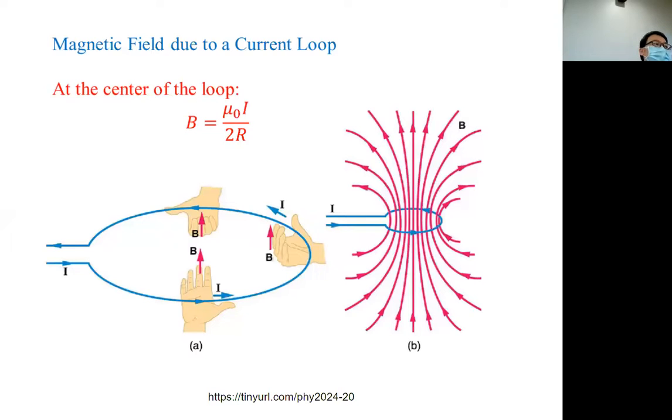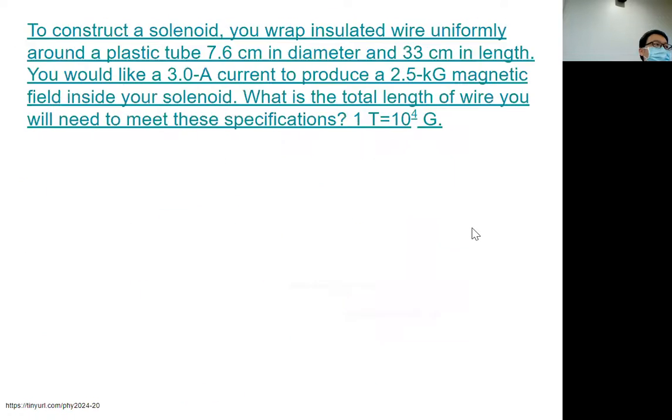Inside the loop, the magnetic field will go upward if we are assuming the current is in the direction of the arrow in the left figure A. So inside the loop, the magnetic field goes upward, but outside the loop, it's going in the downward direction. So this would be the magnetic field produced by that current. And the field lines are continuous and they are closed lines. So you can imagine going backward with a circle like that.